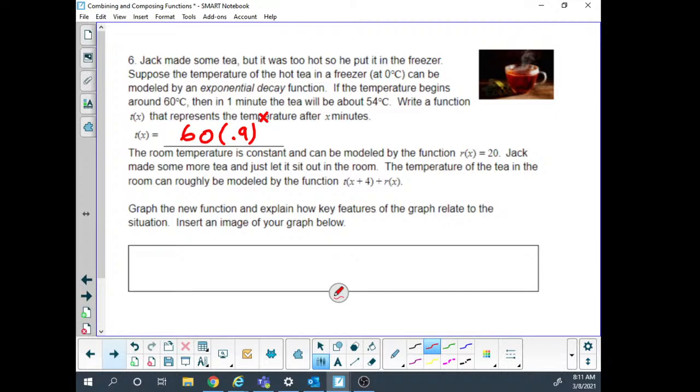60 is our initial value. Is that going to give us an exponential decay function? What would this look like on a graph? You'd start at 60 on the y-axis when x is 0. We're at 60, and then when x is 1, 54, and then what? 48.6. What is it? 48.6.